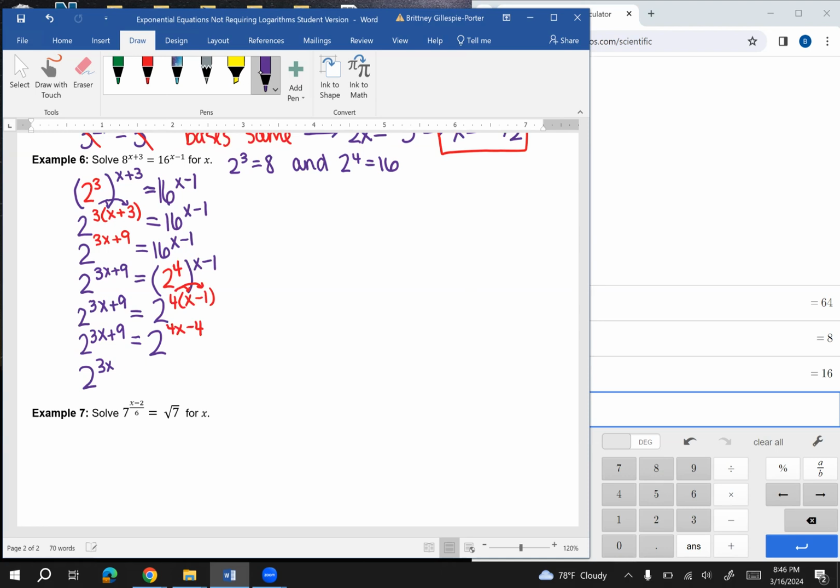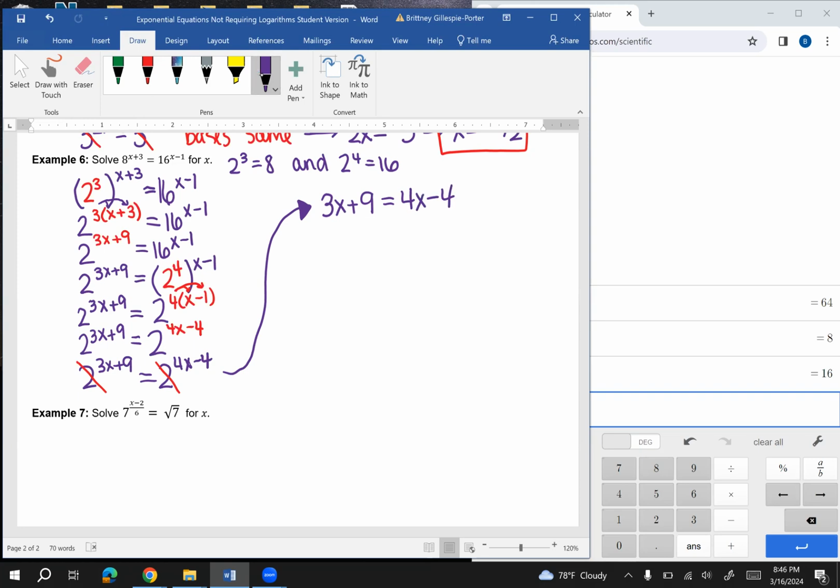So 2 to the 3x plus 9 is now equal to 2 to the 4x minus 4 because of the exponent rules. And because our bases are the same, the one-to-one property of exponential functions says that we can get rid of them. Get rid of the bases, not the exponents. But we do know that our exponents are equal. So 3x plus 9 is equal to 4x minus 4.